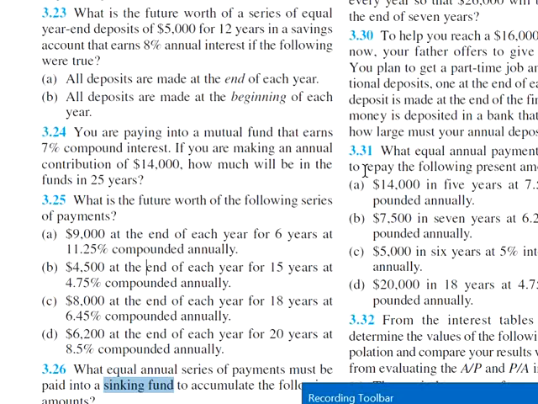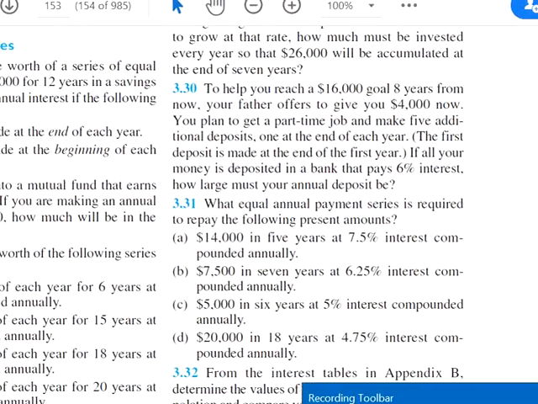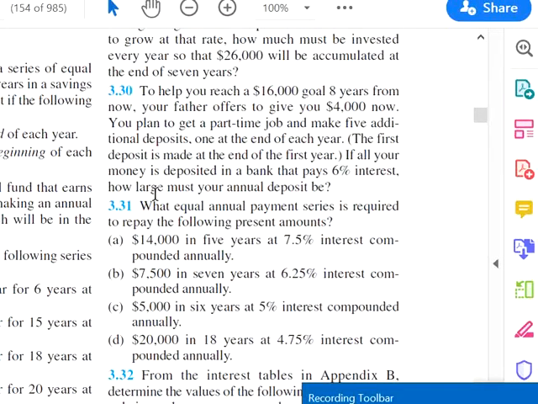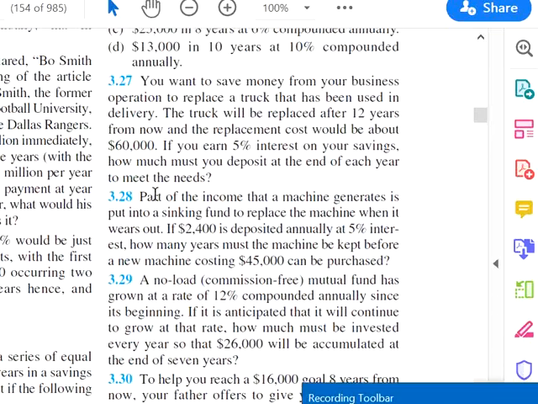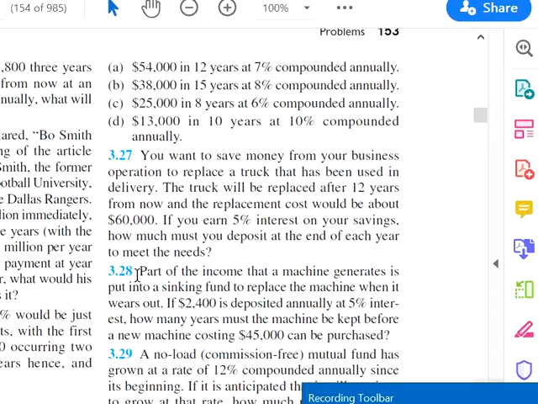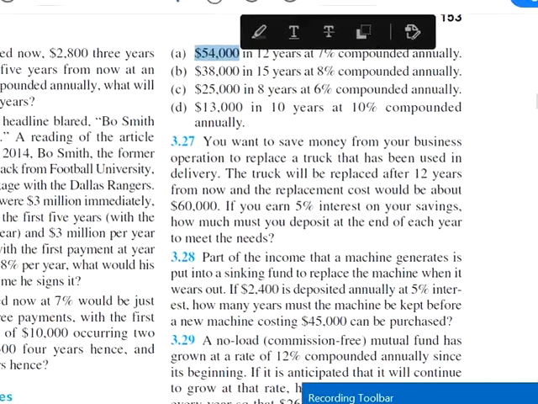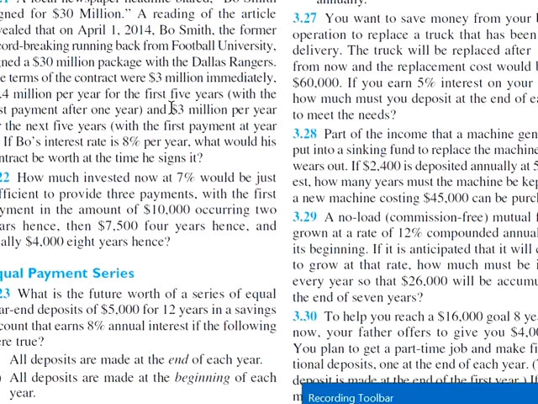Formula basically is same, no difference. I'll show you for 3 point this one, right? For this question we have A, B, C and D. Question 26, if you need 54,000, see, I'll go back to the question again.